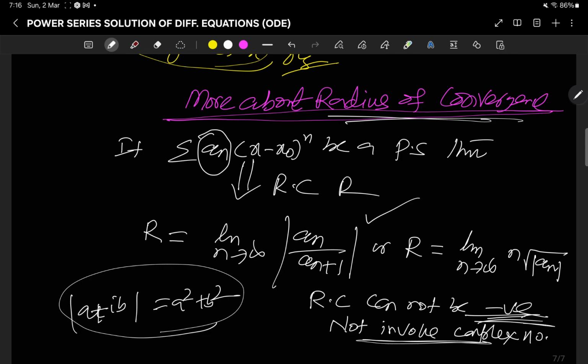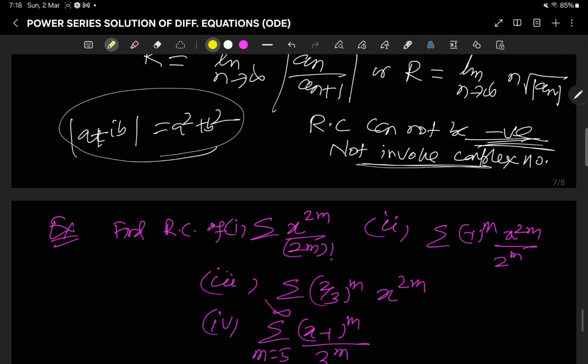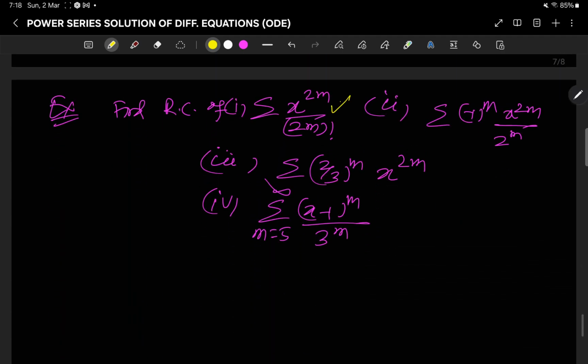Okay, so now let me solve some examples. For convergence, you see this power is n and this is a_n. Okay, if this power is 2n, right, then we should take r square in the formula. Now coming to some examples here.